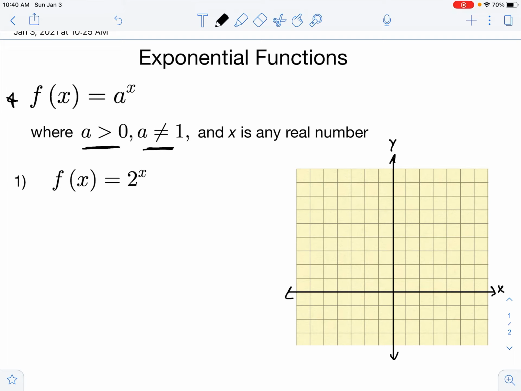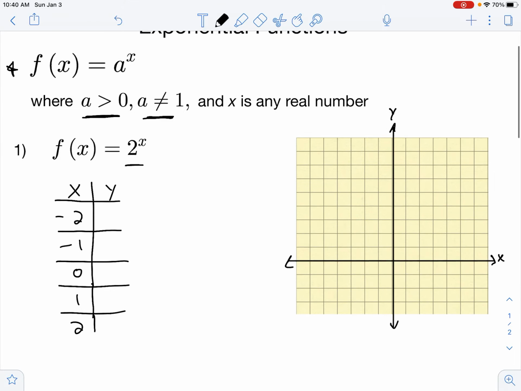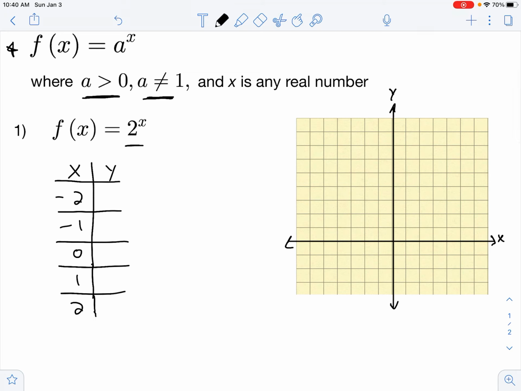So let's go ahead and take a look at some examples. We have f of x equals 2 to the x. Let's take a graph and talk about what we see. If I were to graph this, I'm going to make my XY table. Let's start off with -2, then -1, 0, 1, and 2. So if I put in these values, this would be 2 to the -2, which gives me 1/4. This would be 2 to the -1, which gives me 1/2.